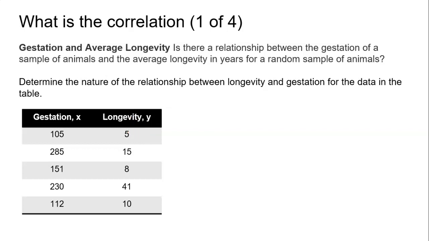For this, a similar type of question as we looked at in section 2.4: determine the nature of the relationship between longevity and gestation with data in the table. We could simply plot a scatter plot, look at it and determine if it's positive or negative. But what we would like to do is get a more accurate picture of the relationship and really determine how strong that relationship is. So to do that, we're going to calculate the correlation value.